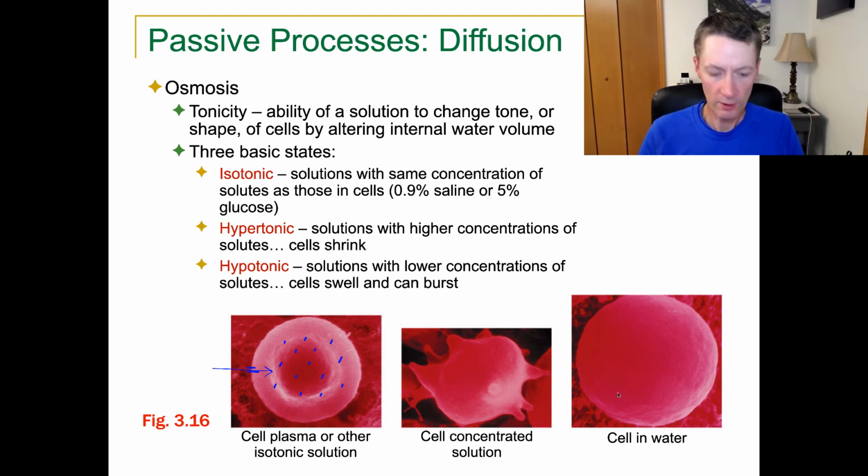Now, in this image over on the right, they're showing you that very situation where the cell in water is going to actually blow up, right? It's in a hypotonic solution. Hypotonic because there's less solutes, hypo, right? Pure water would be the most hypotonic thing you can have, right? And so the water is going to go in, and this might eventually burst.